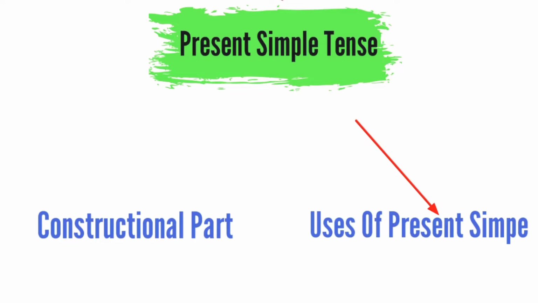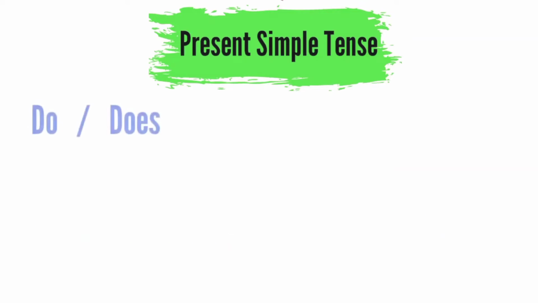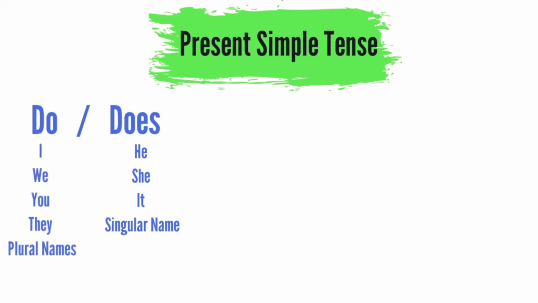Let's discuss first the constructional parts of present simple tense. Do and does. These are the two helping verbs of this present simple tense. Does carries he, she, it, and singular name as its subject, and do carries I, we, you, they, and plural name as its subject. And these all helping verbs are also known as auxiliary verbs.